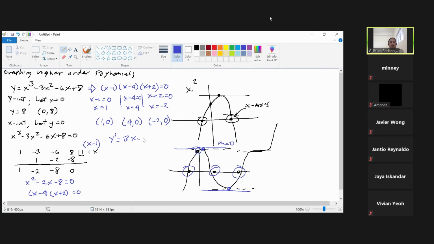3x squared minus 6x minus 6. So that is now your first derivative. And then we just need to evaluate it somehow. Okay, so how do we treat this?